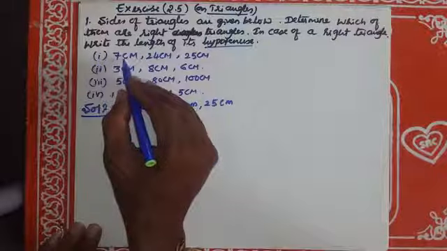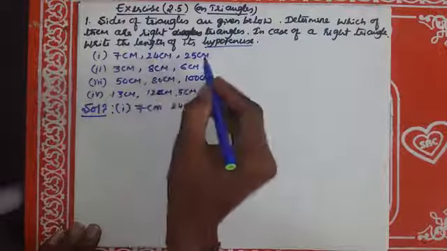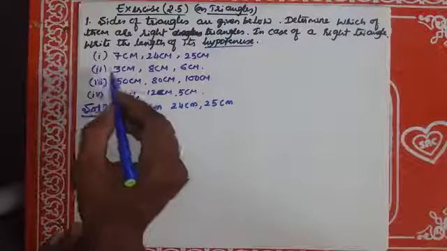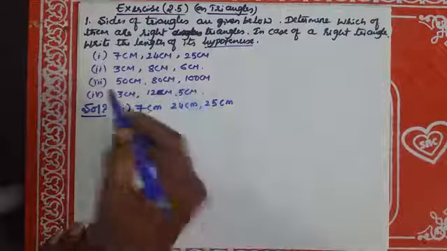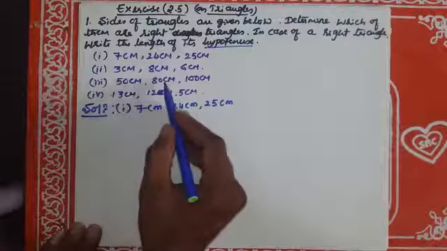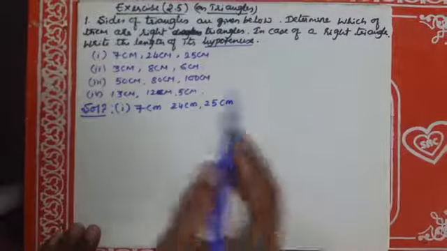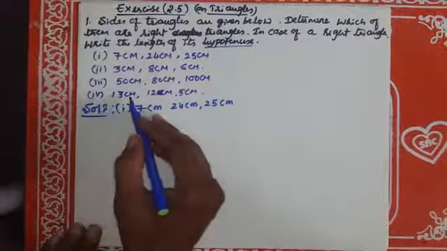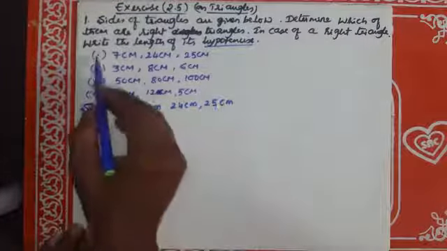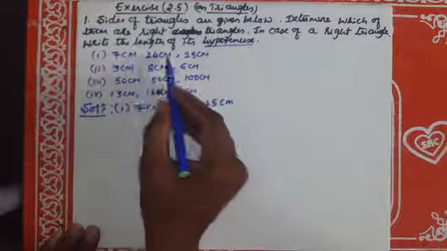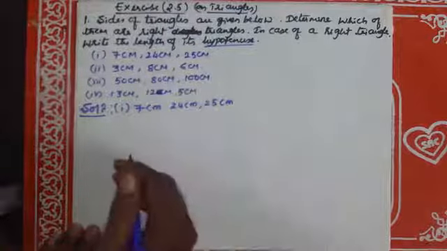First question we have 7 centimeter, 24 centimeter, 25 centimeter. Second question 3 centimeter, 8 centimeter, 6 centimeter. Third question 50 centimeter, 80 centimeter and 100 centimeter. Fourth question 13 centimeter, 12 centimeter, 5 centimeter. Let us learn about the first question, that is 7 centimeter, 24 centimeter and 25 centimeter.